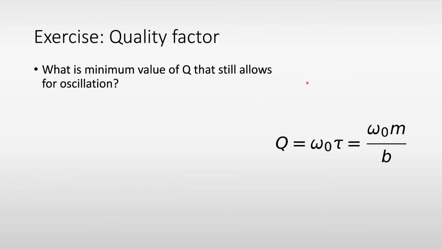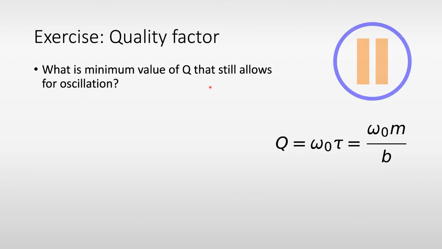The easiest way to explore this is by exercise. So let's have a look at our SHM. So what is the minimum value of Q that still allows for an oscillation to take place? Pause the video and we'll come back to it once you've got a solution.